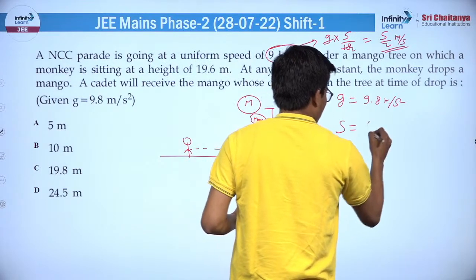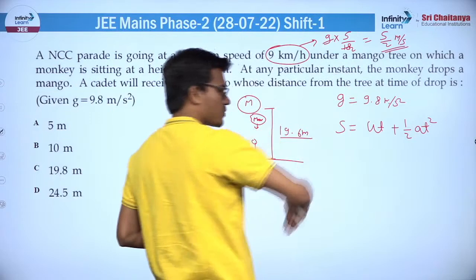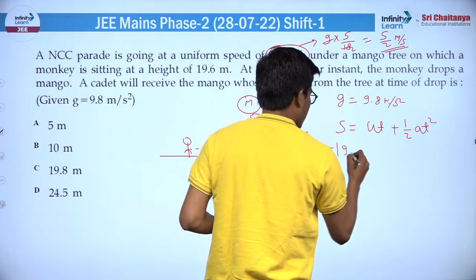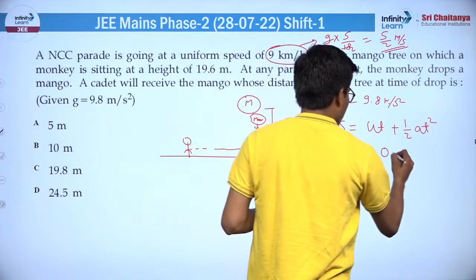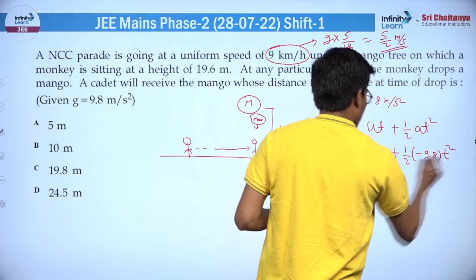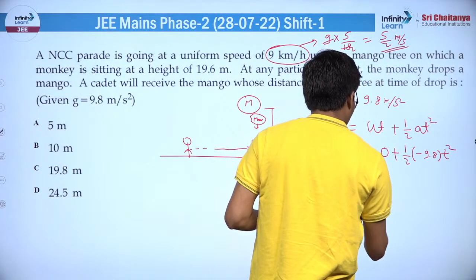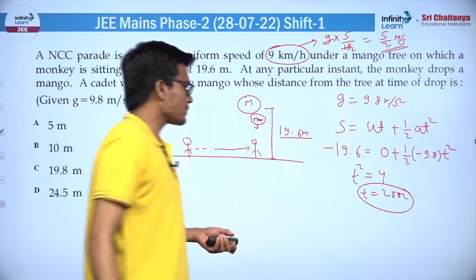That we can find using the second equation of motion. So displacement in minus y direction is 19.6. You have dropped this mango, initial velocity is 0 and acceleration is minus 9.8, into t square. So t square is 4. Basically time taken is 2 seconds, right?